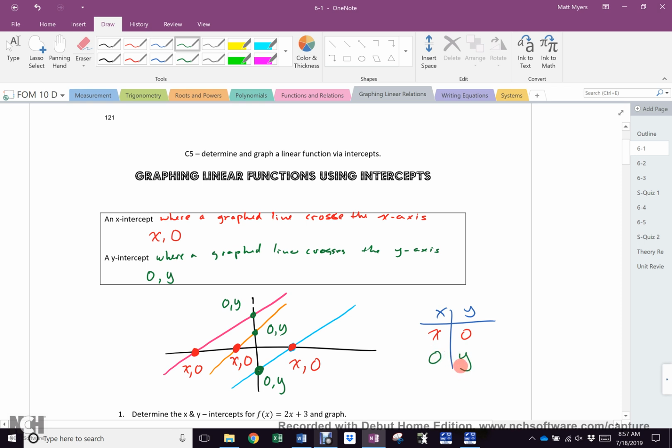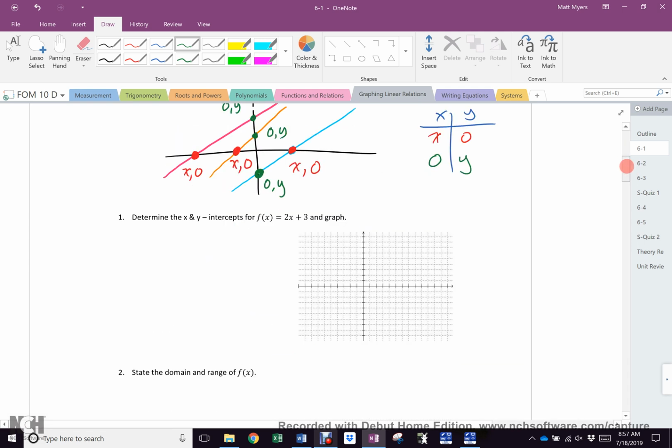0, y. Now, ladies and gentlemen, that is the only concept you have to understand for this entire unit. If you understand x's and y's live on this thing, you all will get 100% on this unit because that's the only concept that you need to be able to understand. Do you all understand that? I hope so. Let us carry on.